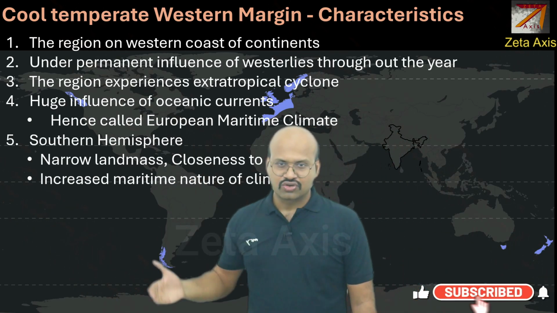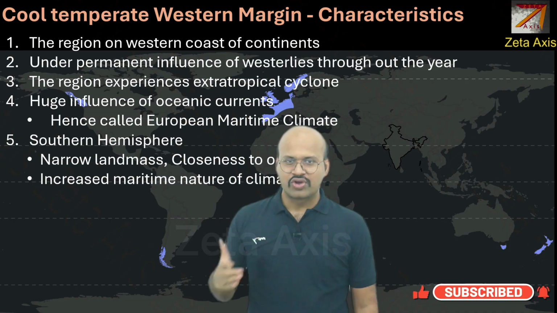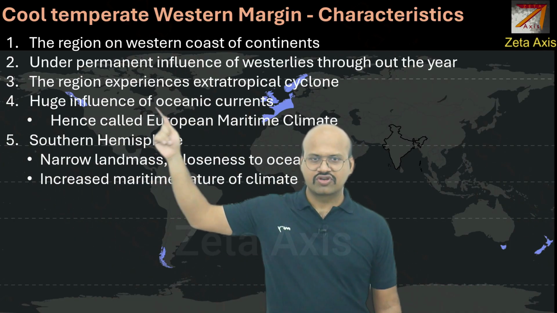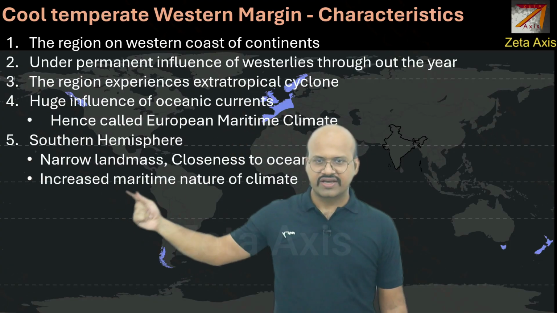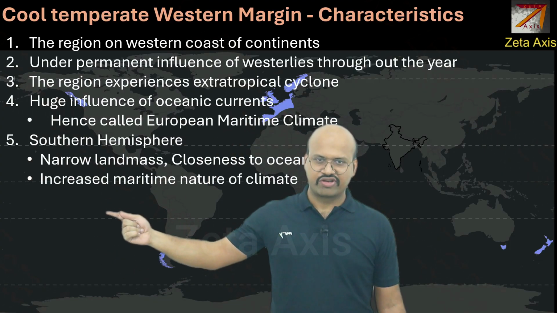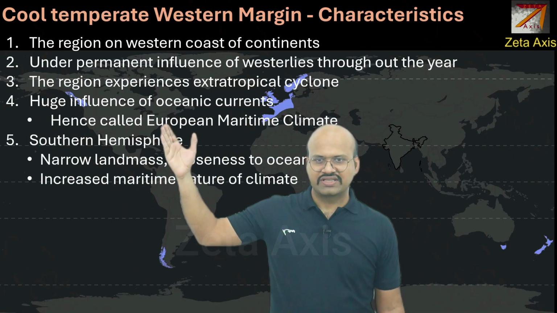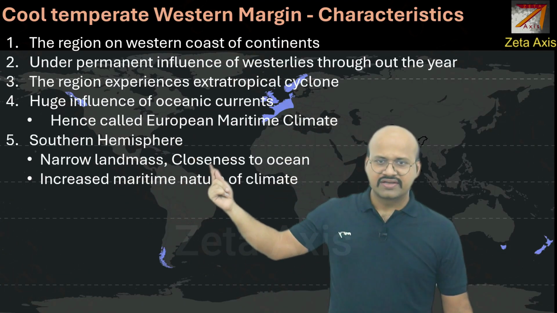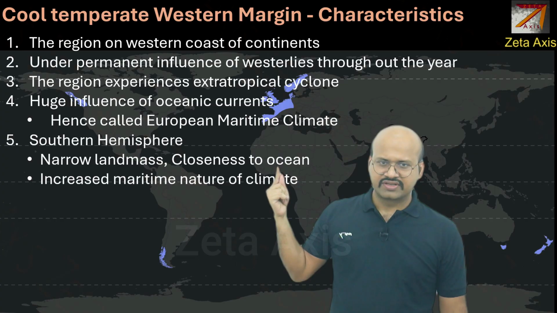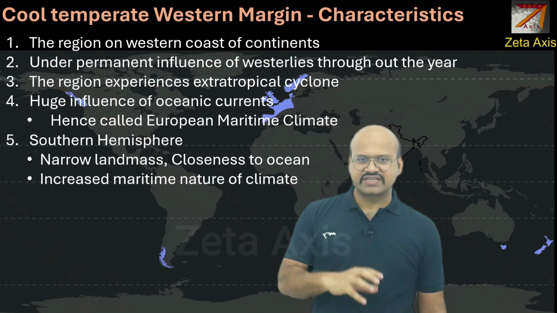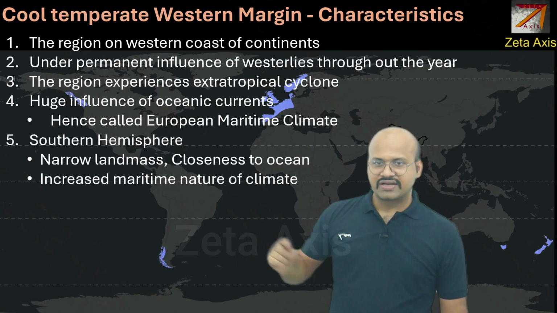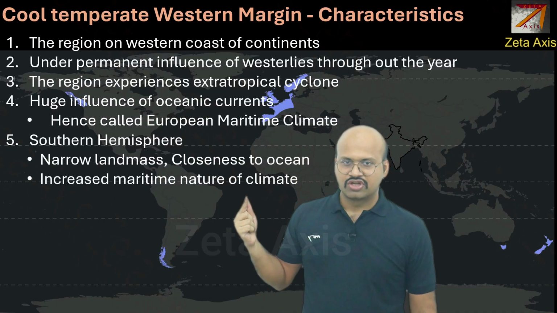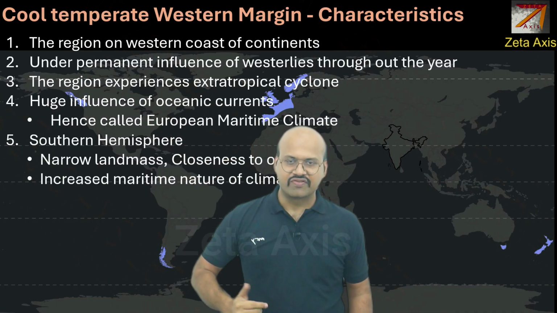Therefore, the western coasts of the continents are exposed to extratropical cyclones. And there is a huge influence of oceanic currents. The oceanic currents which flow in this region also have a huge influence on these regions. In the southern hemisphere, the narrow landmass and closeness to the ocean moderate the climate over here, and that is why we have an increased maritime nature of climate. Now let's see each of these factors in detail one by one.